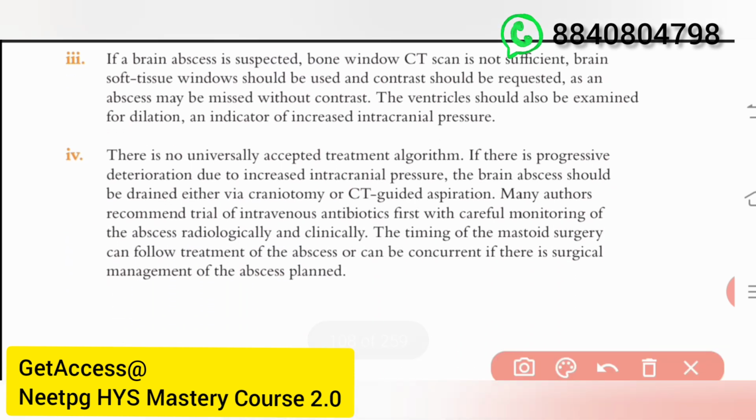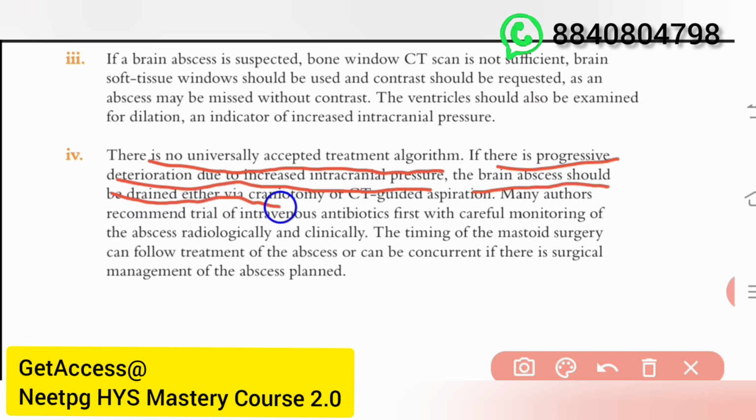If we ask about the treatment, there is as such no universally accepted treatment, but if there is progressive deterioration due to increased intracranial pressure, the final treatment is drainage like any other abscess. It can be done via craniotomy or CT guided aspiration. Another route is doing mastoidectomy and transmastoid drainage. Many authors recommend, or you will see many starting with conservative management, and finally if the patient doesn't improve, you have to do the mastoid surgery, radical mastoidectomy, and drain the abscess via the ear.